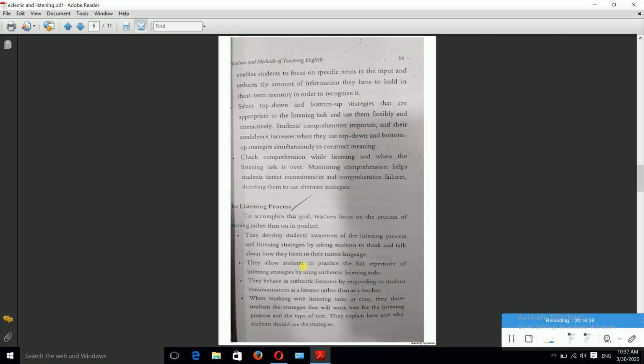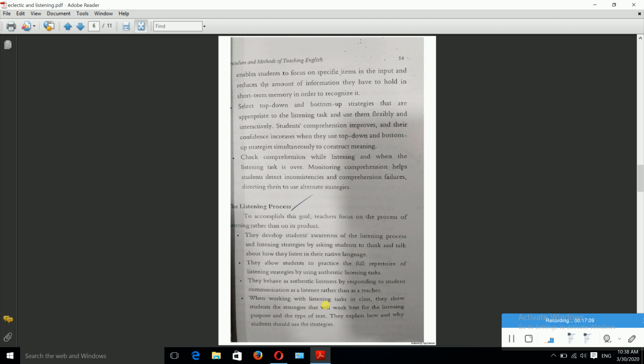Two, they allow students to practice the full repertoire of listening strategy by using authentic listening tasks. We must use authentic listening tasks, which are realistic questions. They behave as authentic listeners by responding to students' communication as a listener rather than as a teacher. The teacher acts as an authentic listener rather than a teacher. When working with listening tasks in class, they show students the strategies that will work best for the listening purpose and the type of text.